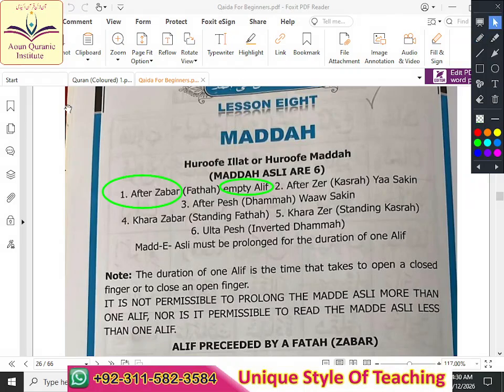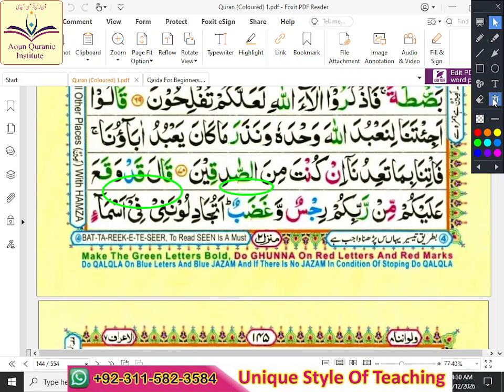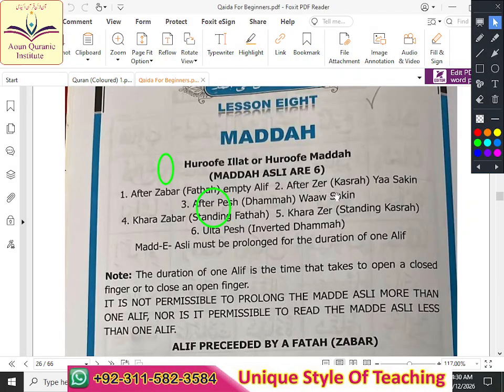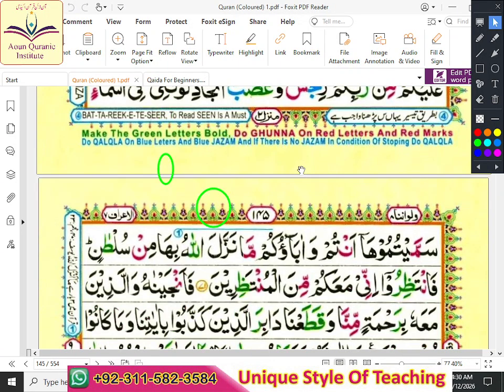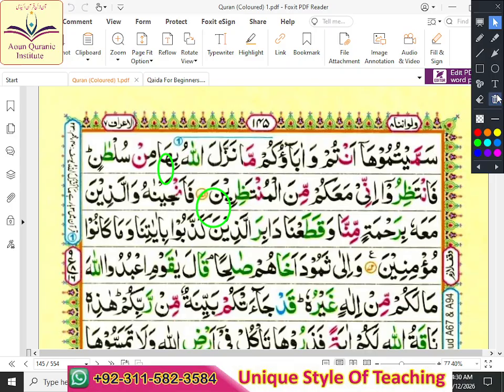Okay, look, you already know this one. After Zabar, empty alif, we will stretch it, right? Atuja. The second type is after Zer, Ya Sakin. Okay, look please, and we can find together.